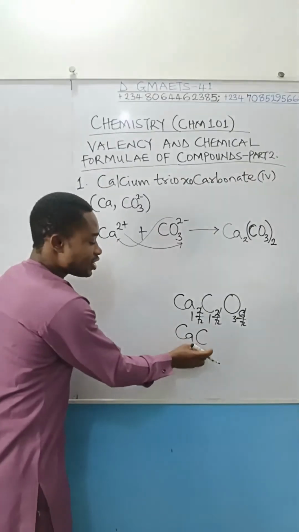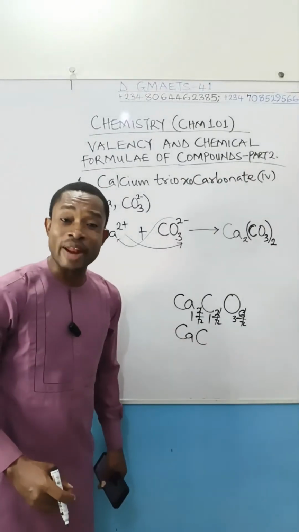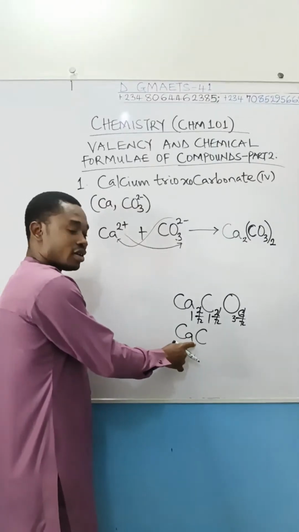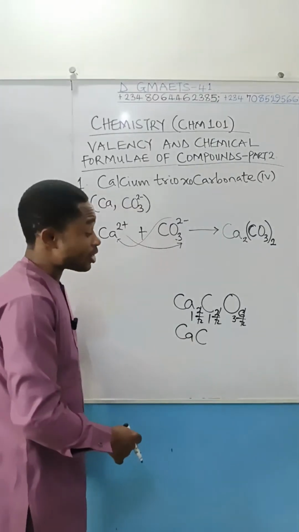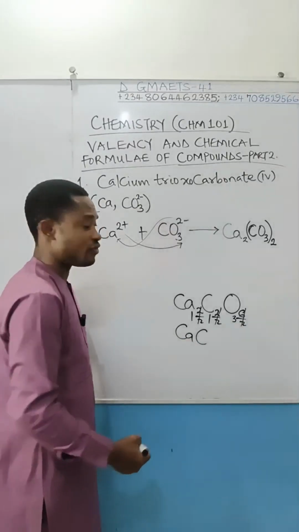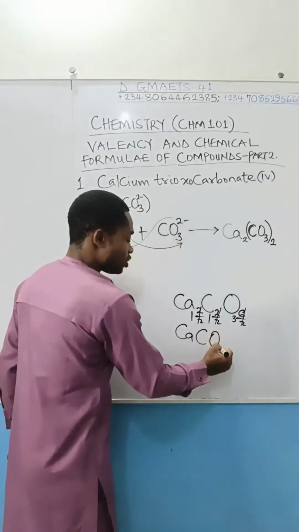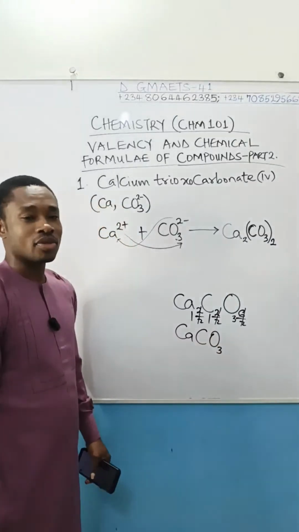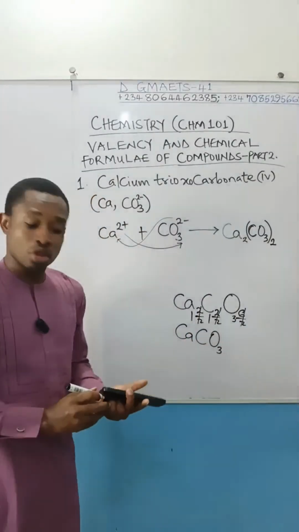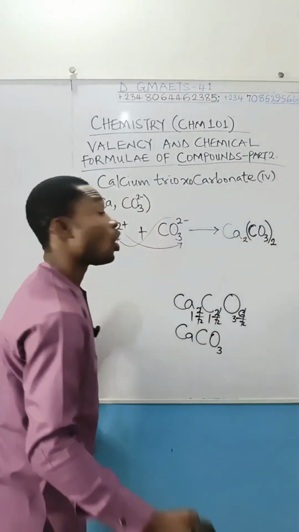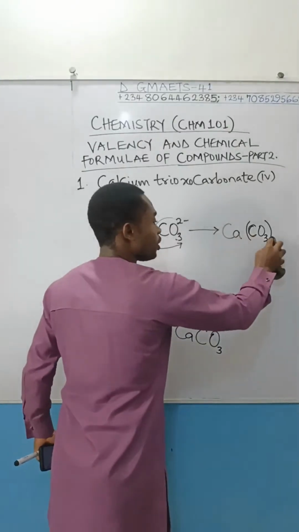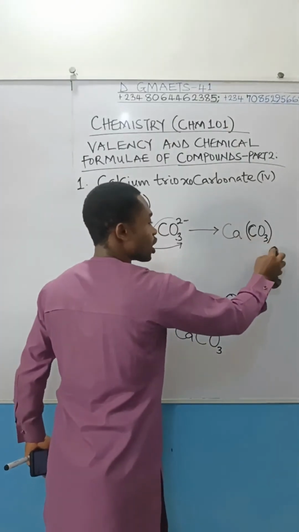If atomicity is 1, in our previous class, I explained that you don't write it, you don't show it. Are you following, right? A chemistry student, a science student is expected to know that this Ca alone, the atomicity is 1. So 1 is always invisible. Then you now write your oxygen with what? 3 atoms. So I am going to wipe off these 2 and wipe off these 2. I've shown you how this compound forms. So this is the correct chemical formula of calcium trioxocarbonate 4.